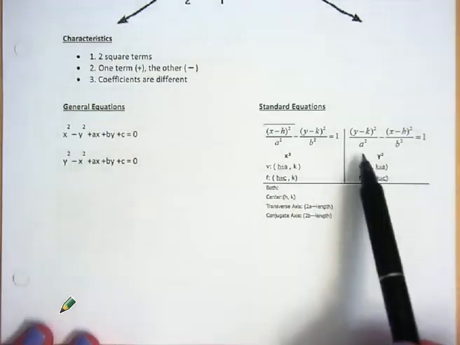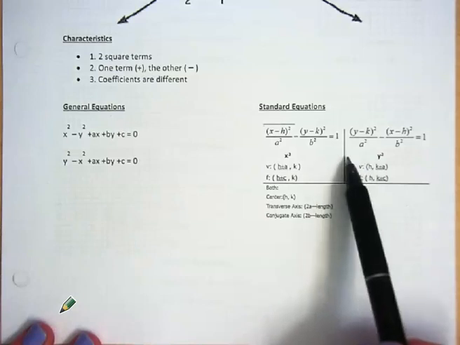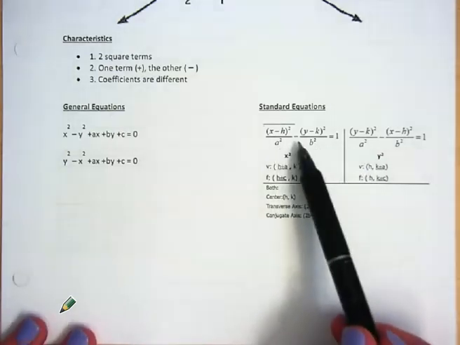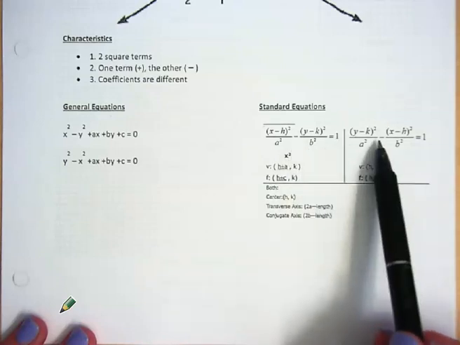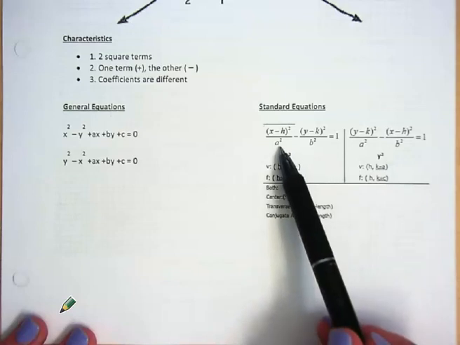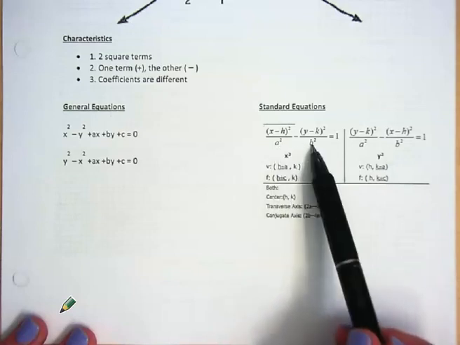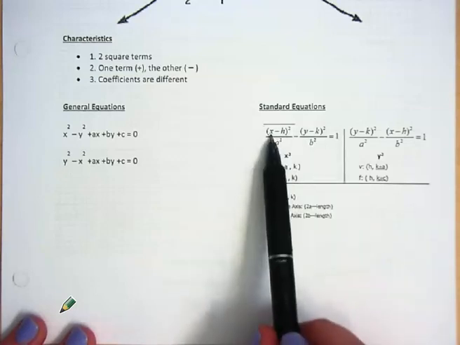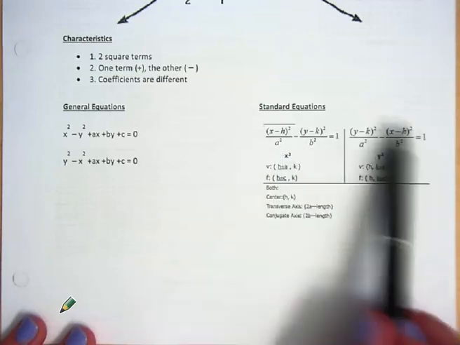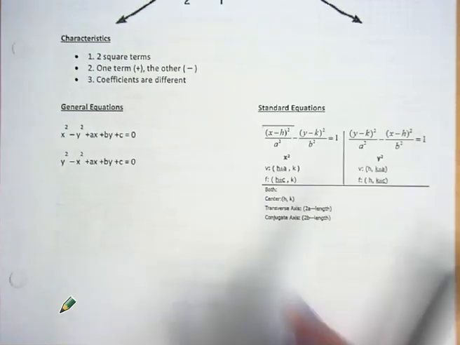So we have these two sets of the standard equations here. You'll notice that the difference between a hyperbola and an ellipse is that a hyperbola has a minus sign here. Also, the denominators are a squared on the left and b squared on the right. And notice that in this equation, x is listed first, and in this equation, y is listed first.